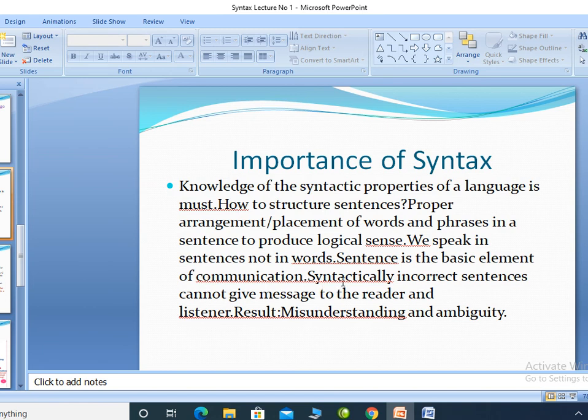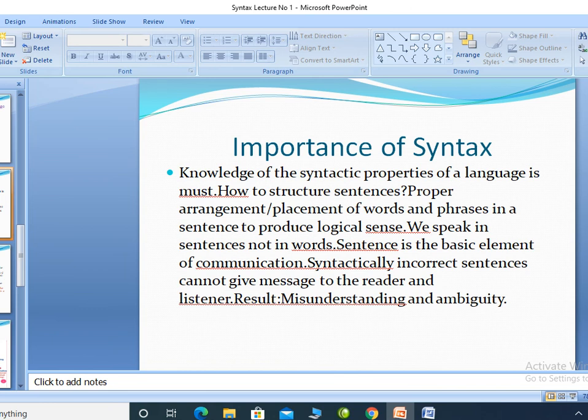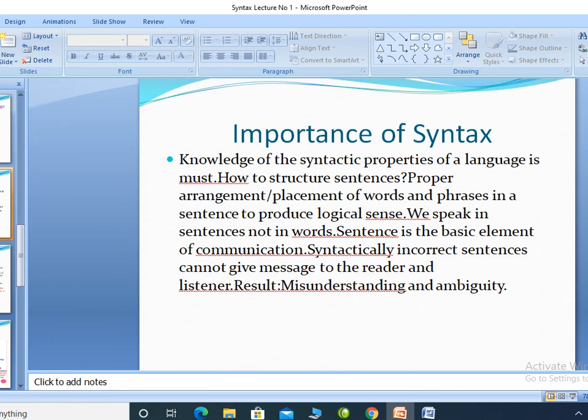So when the sentence structure is not good and is syntactically incorrect, obviously communication will not take place, and the meaning will not be conveyed to the listener or reader. Syntactically incorrect sentences cannot give a message to the reader and listener. So what will be the result? Misunderstanding and ambiguity. So the purpose of communication will be defeated. This is very important, right?